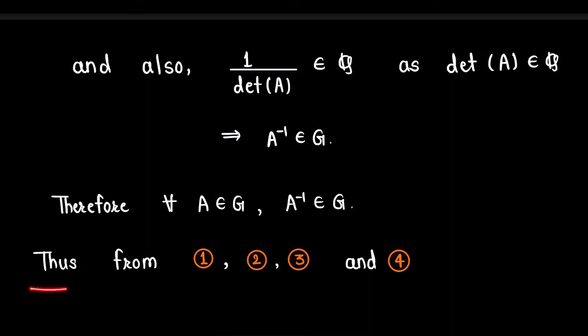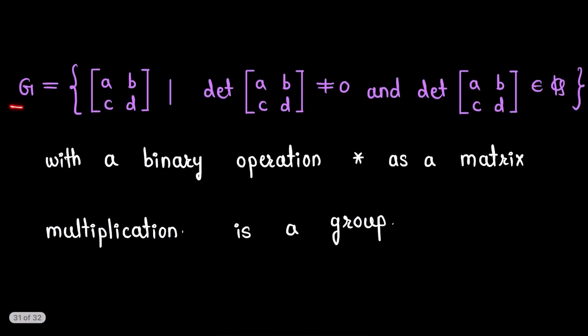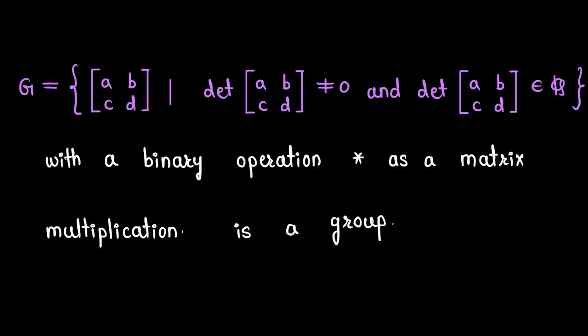Thus, from 1, 2, 3 and 4 we have that the given set G of all 2 cross 2 matrices where the determinant of each matrix is a non-zero rational number, with the binary operation star as matrix multiplication, is a group, and this proves our result.